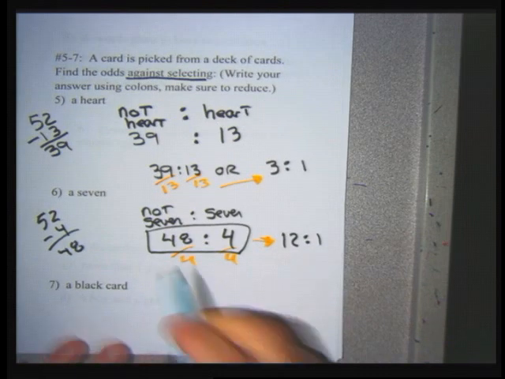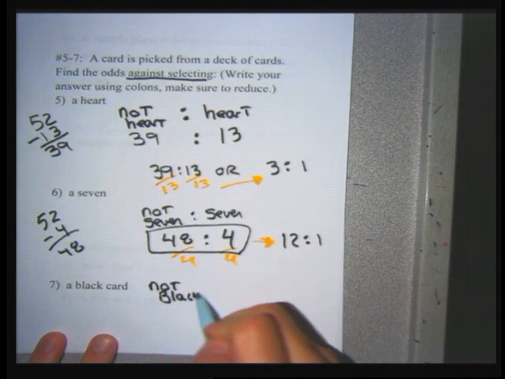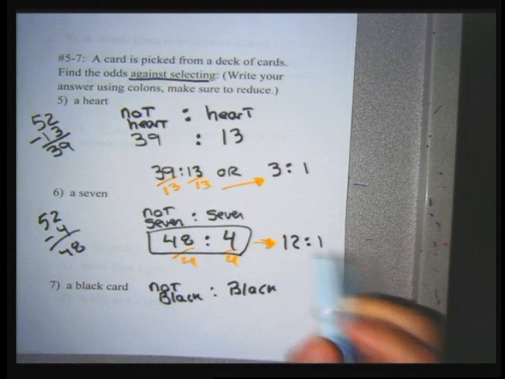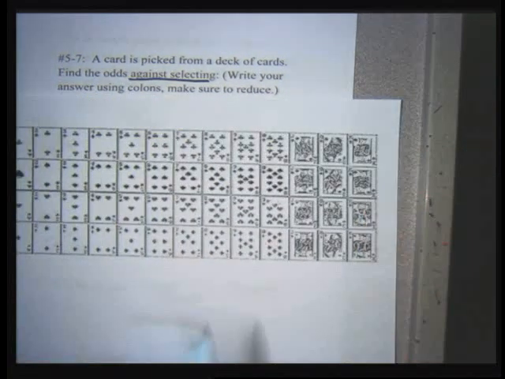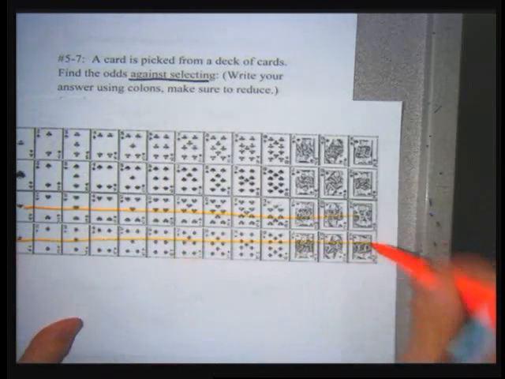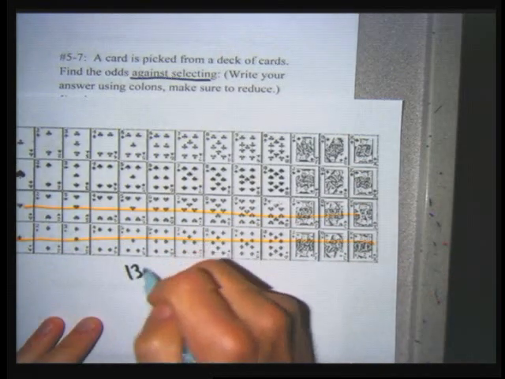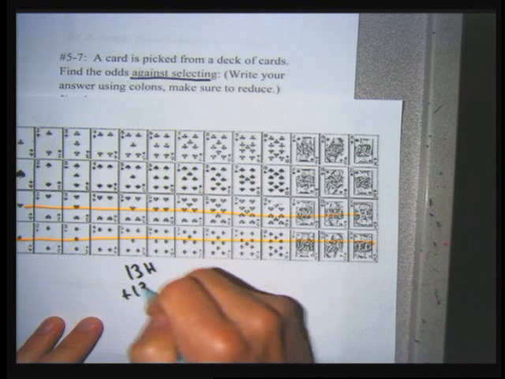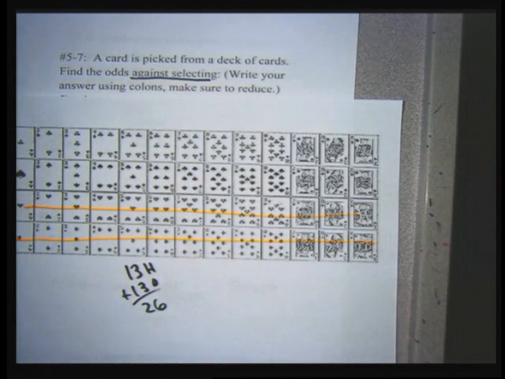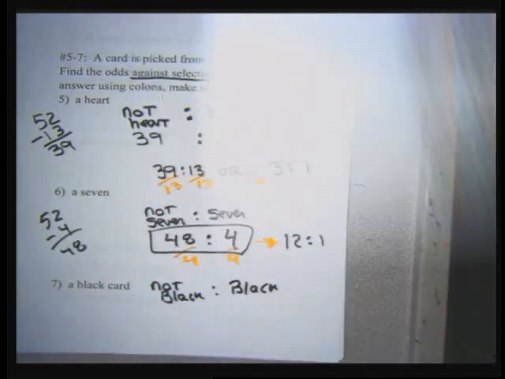And for the last one of these, I need to separate the deck into not black cards and are black cards. And then the not black cards are all the red cards. And so all the hearts, which are 13 of them, and all the diamonds, which are 13 of them, are the not black cards. So there's 13 hearts plus 13 diamonds. There's 26 cards in the deck that classify as not black. If they're not black, they're red. So for the not black side, I'm going to put 26.